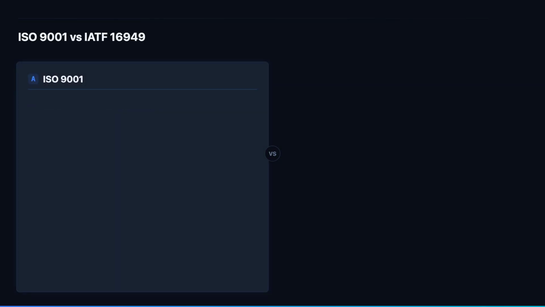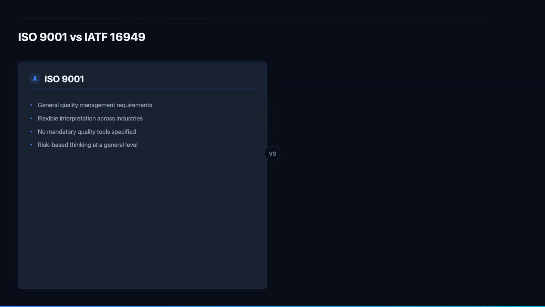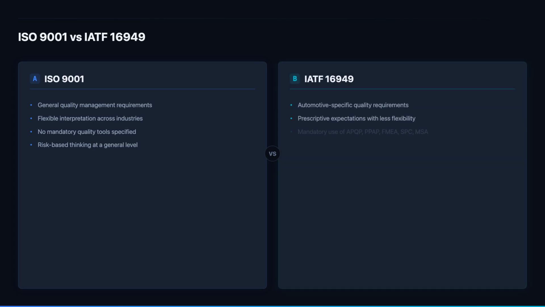Understanding how IATF 16949 builds upon ISO 9001 clarifies the additional rigor required for automotive quality. ISO 9001 provides a solid quality foundation, but allows significant flexibility in how requirements are met. IATF 16949 adds automotive-specific rigor, including mandatory quality tools and a zero-defect philosophy.